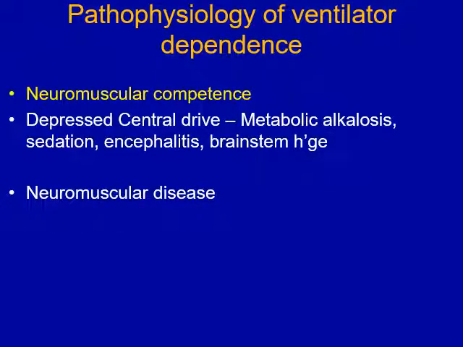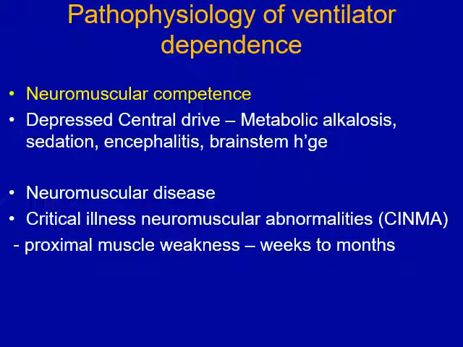And patient having neuromuscular disease, patient may be having GB syndrome, or some other neuromuscular dystrophies, all this also contributes to ventilator dependence. And critical illness neuromuscular abnormalities, so this will be dealt with later in this topic. It manifests as proximal muscle weakness, and it can last up to weeks to months.